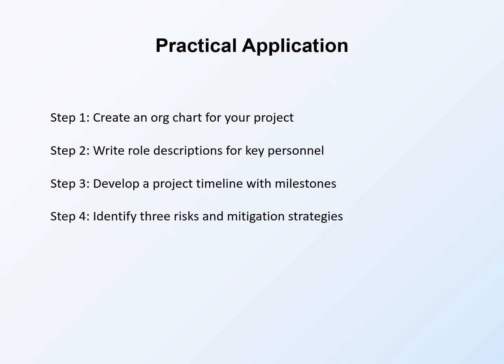Step 3. Develop a project timeline with milestones. Create a visual timeline showing major phases and key milestones. Identify dependencies between activities. Step 4. Identify 3 risks and mitigation strategies. What could go wrong? How likely is each risk? What will you do to prevent or respond to each?